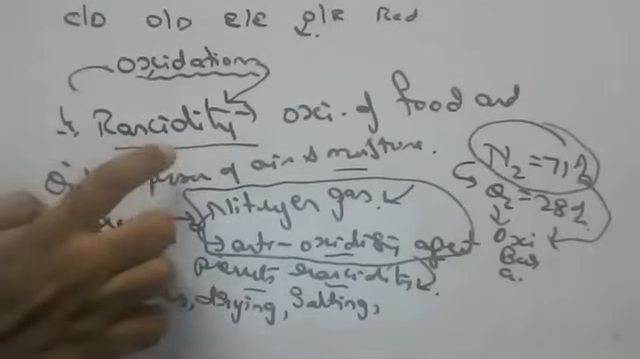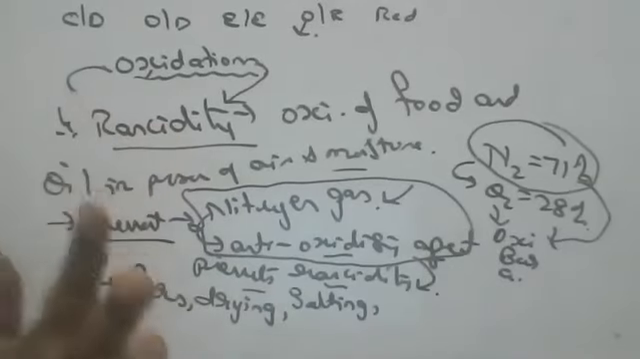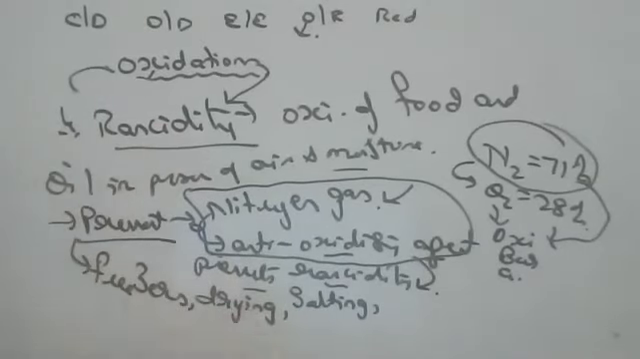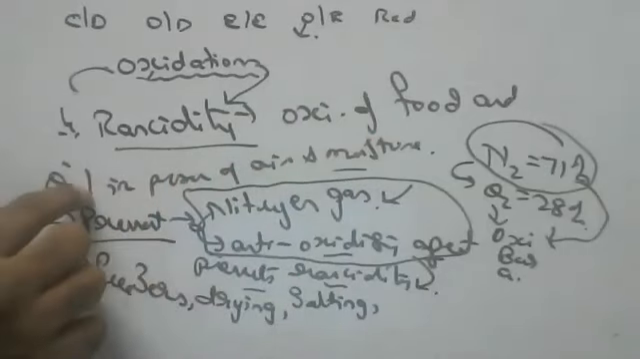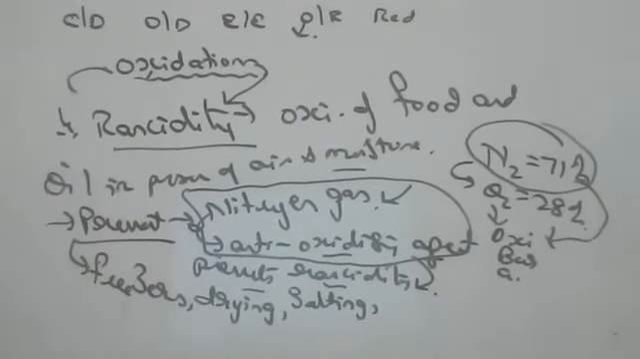Okay, children, I hope you understood rancidity. Rancidity means spoiling of the food. You should not say spoiling of the food in the exam. You should say oxidation of food and oils in presence of air and moisture.